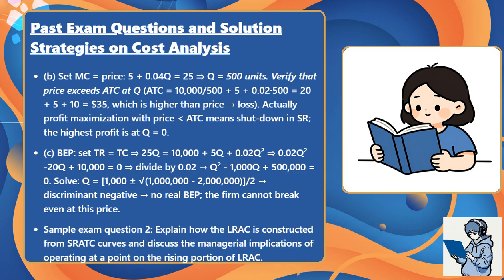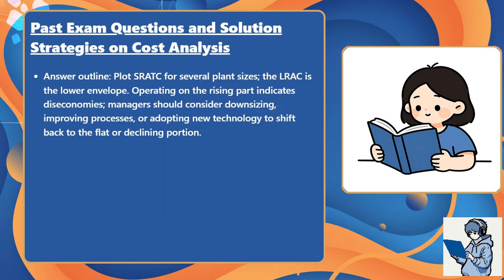Sample exam question 2. Explain how the long-run average cost is constructed from short-run average total cost curves, and discuss the managerial implications of operating at a point on the rising portion of the long-run average cost. Answer outline. Plot short-run average total cost for several plant sizes. The long-run average cost is the lower envelope of those curves. Operating on the rising portion indicates diseconomies of scale. Managers should consider downsizing, improving processes, or adopting new technology to shift back to the flat or declining portion.